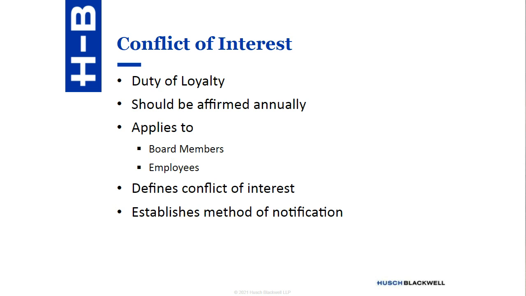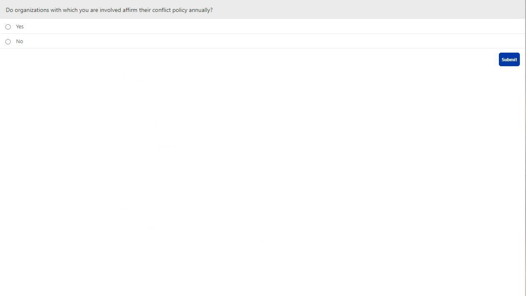And the good news is 47% of nonprofits do have a conflict of interest policy. Now, a question for you guys. Do organizations with which you are involved affirm their conflict policy annually? And if you'd answer yes or no.